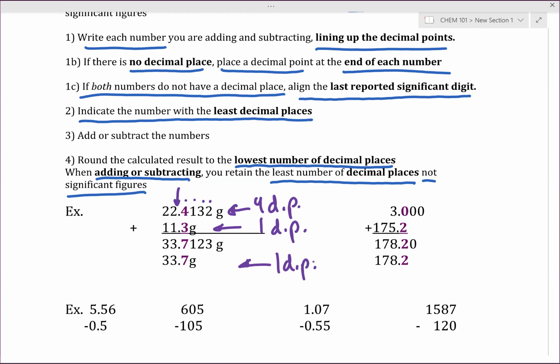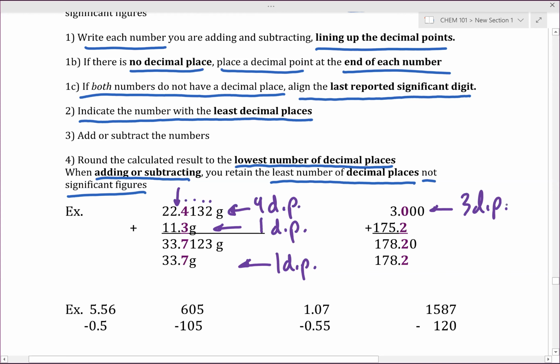Okay, for example, let's look again at this next example. We're taking 3.000. How many sig figs does 3.000 have? 4 sig figs, and how many decimal places does it have? 3. Has 3 decimal places.